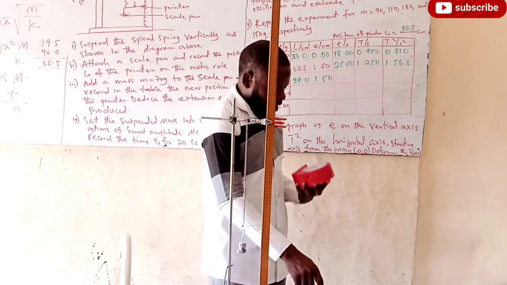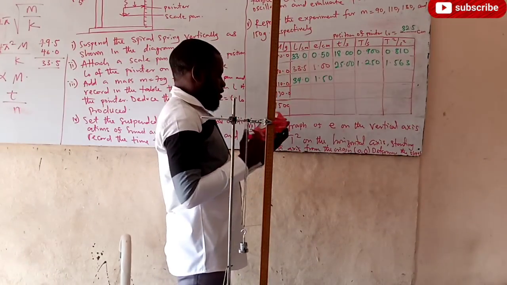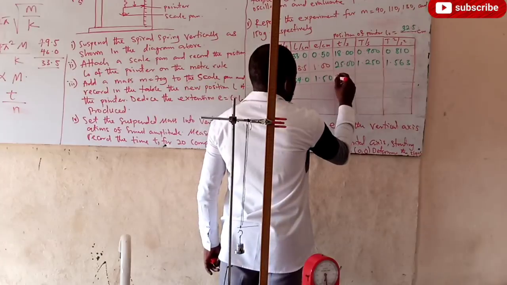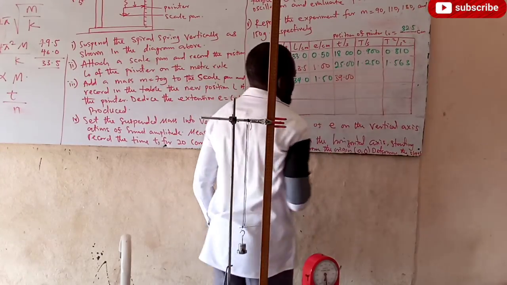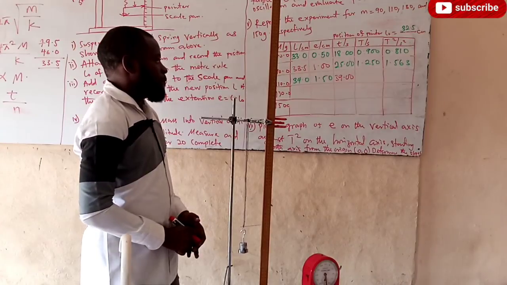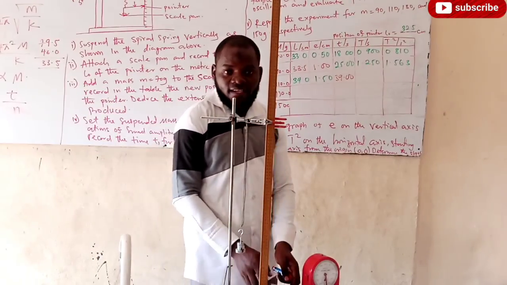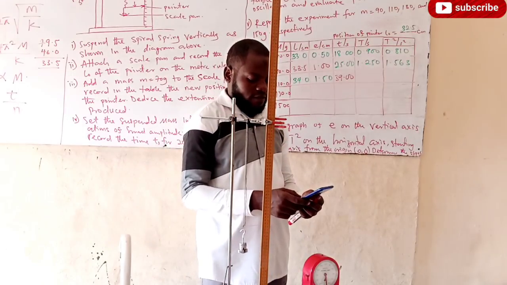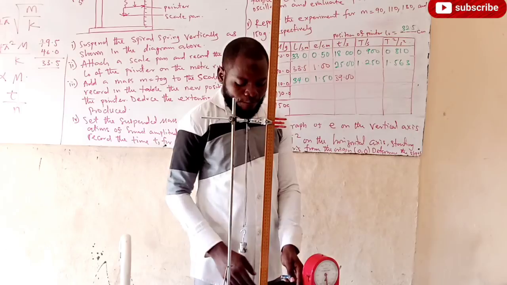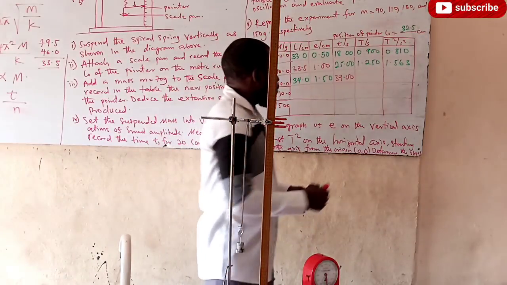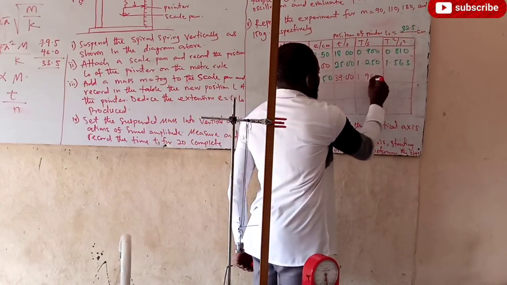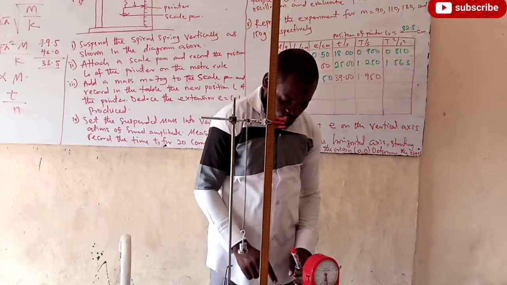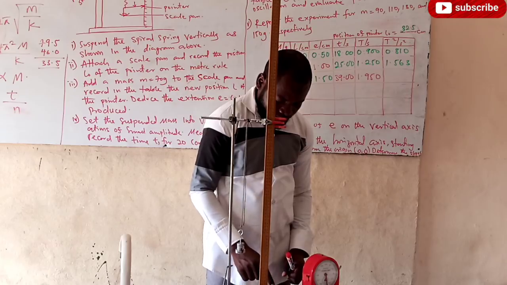Okay, so we have the time to be 39.00. So our period of oscillation now will be 39 divided by 20, so we have 1.95. 1.950. Okay, so the square of our result.